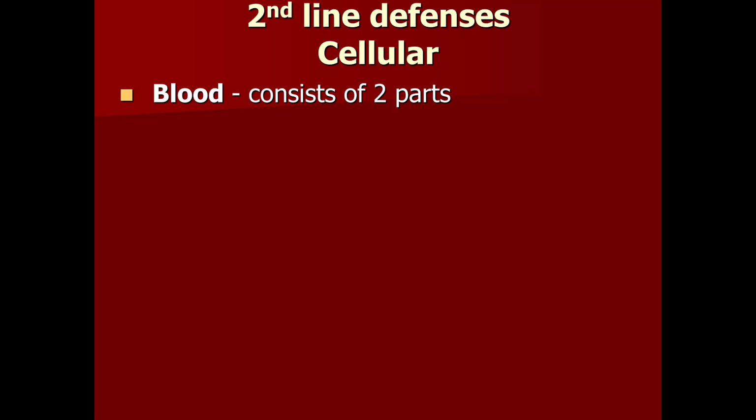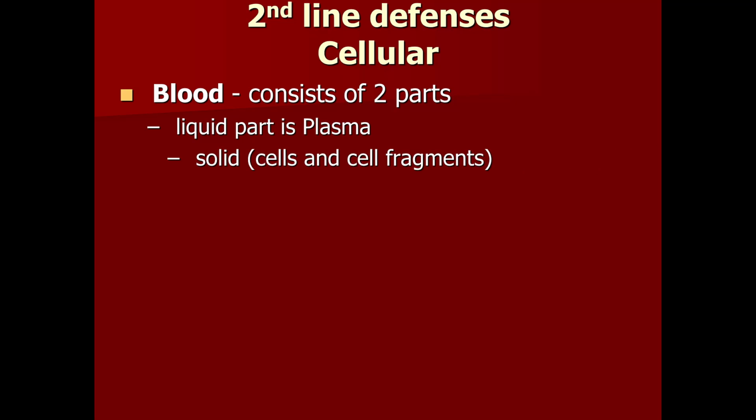Right? Now, in your blood, you've got two main parts, right? You have a liquid part of your blood, which is called the plasma, and you have the solid portion of your blood, which is cells and cell fragments, which are mainly platelets. Right? Now, the liquid part of your blood is called plasma unless it's allowed to coagulate. If the blood is allowed to coagulate and then you spin it down, then the liquid portion, which now has no clotting factors, is called serum.